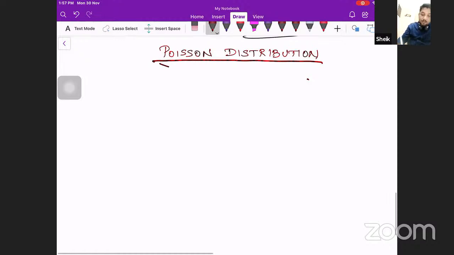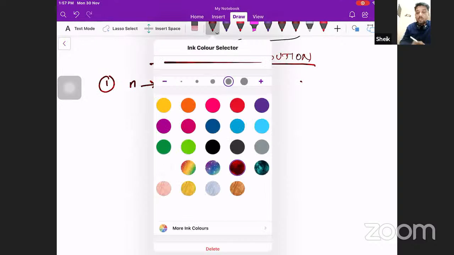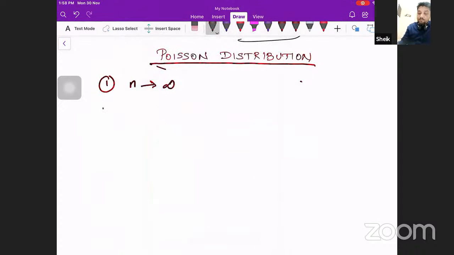The limitations of binomial distribution. The first limitation is that the number of trials should be finite. But when it comes to an infinite number of trials, then definitely binomial distribution is not applicable.